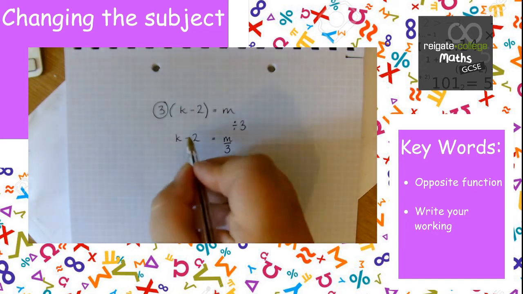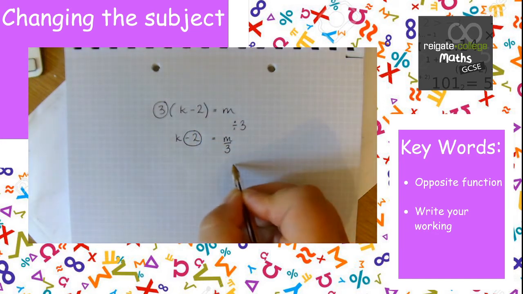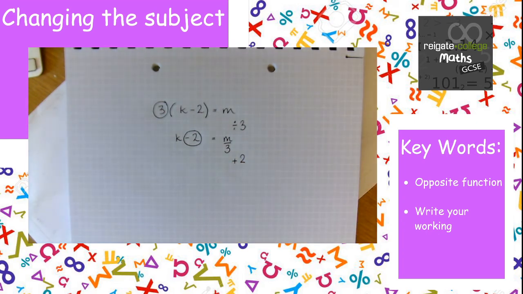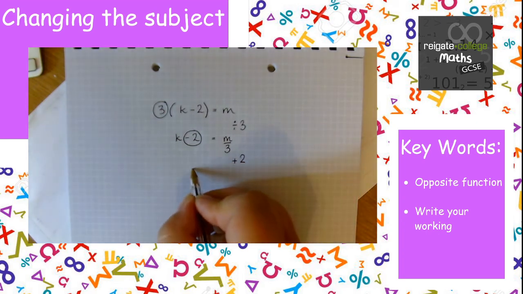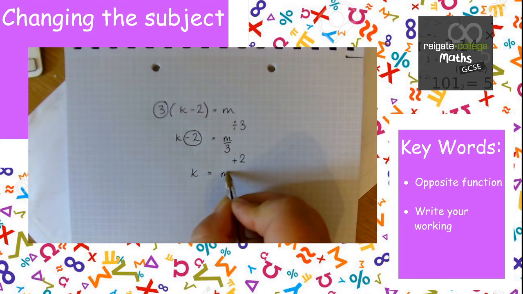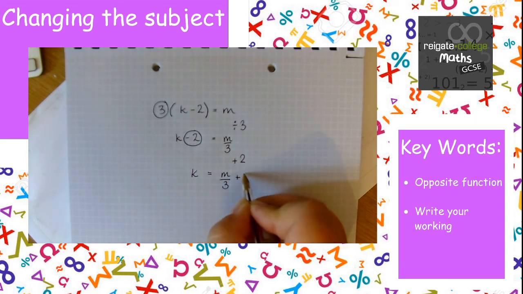That now leaves us with the minus 2, which we are going to add to the other side, leaving us k on the left-hand side, and on the right-hand side m divided by 3 plus 2.